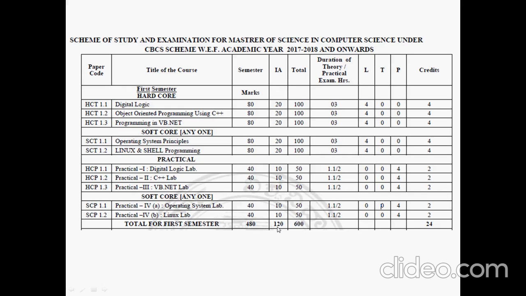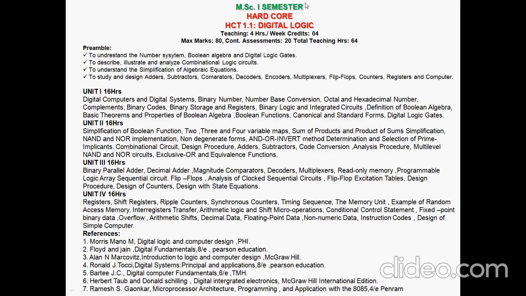Hardcore subject 1.1, digital logic, has 4 units. The first unit is all about digital computers and digital systems, and the second unit is on simplification of Boolean functions and other functions of digital logic, followed by the third and fourth units. These are some of the reference books for digital logic.